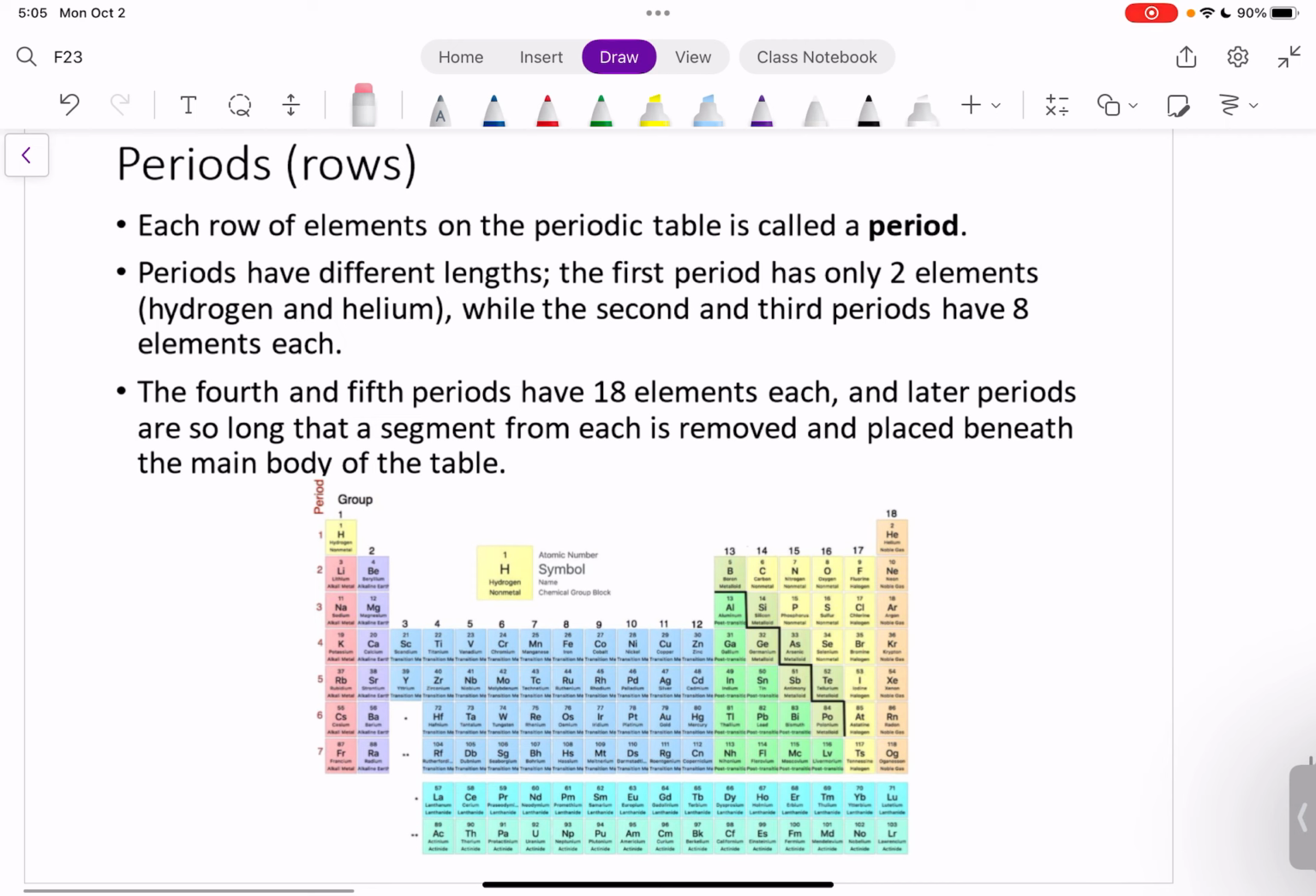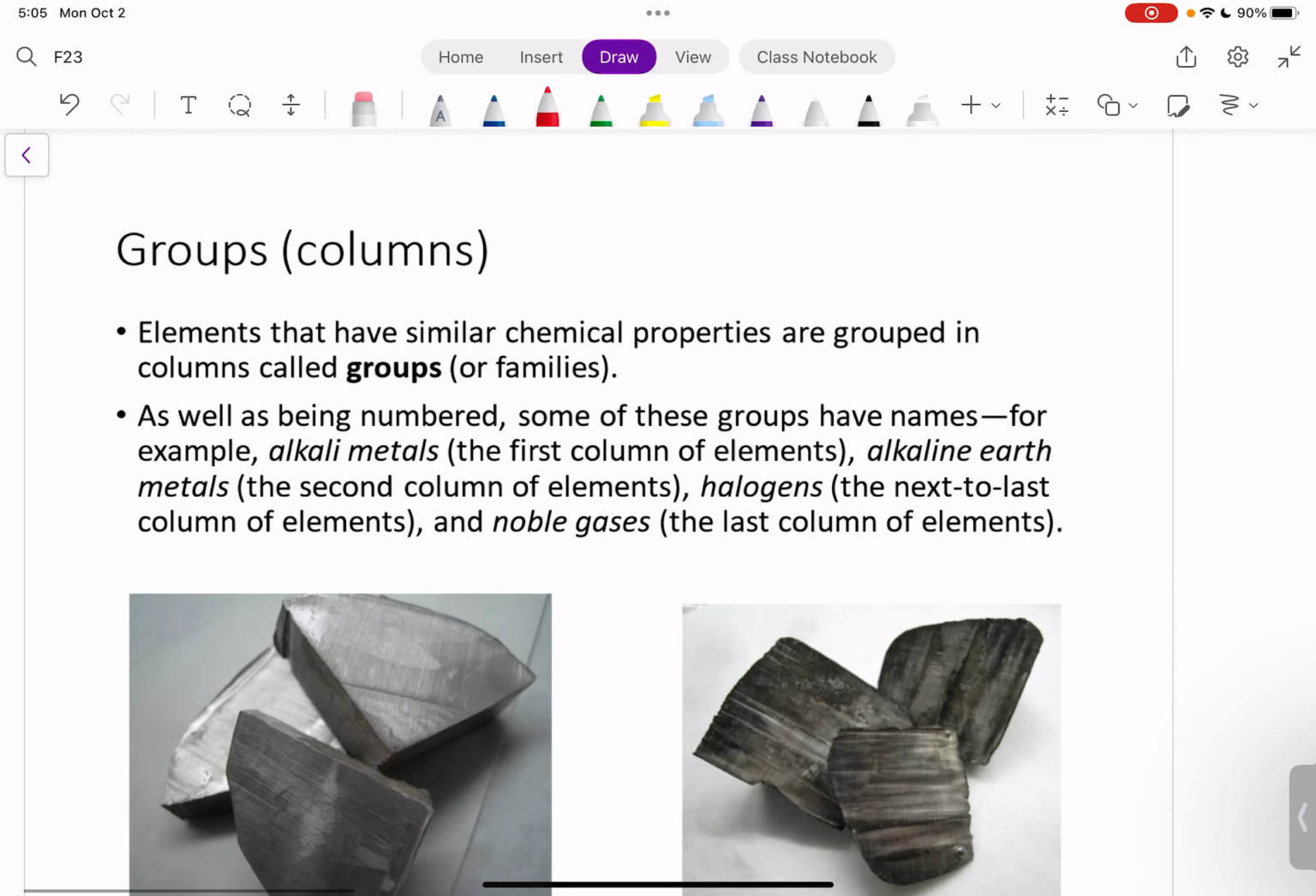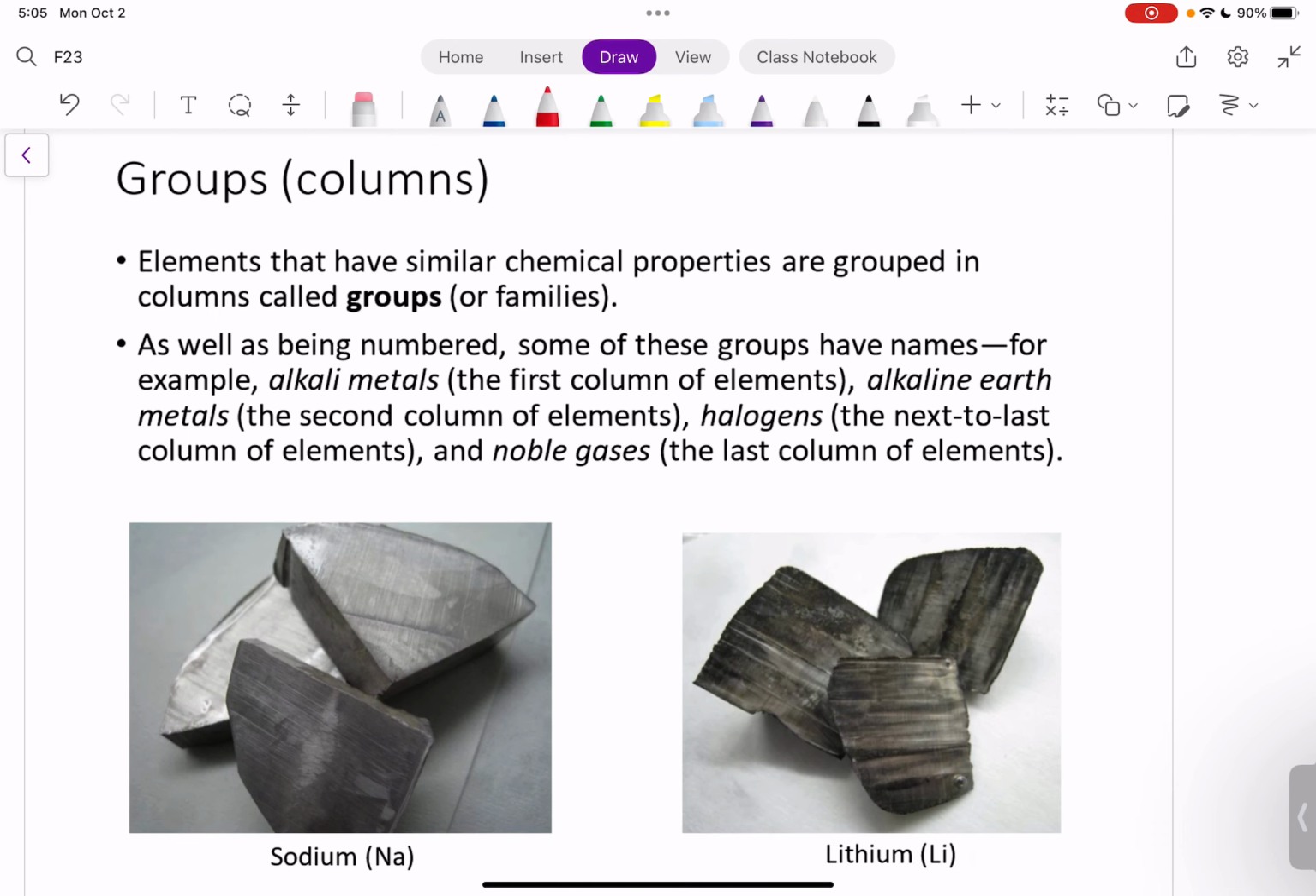All right, so each row of elements on the periodic table is called a period. So rows are periods, so period equals row. Those are these here. So the first row, second row, third row, fourth row, right? Those are called periods. And then groups, I've already kind of started referring to columns as groups. The columns, going up and down on the periodic table, those are groups.